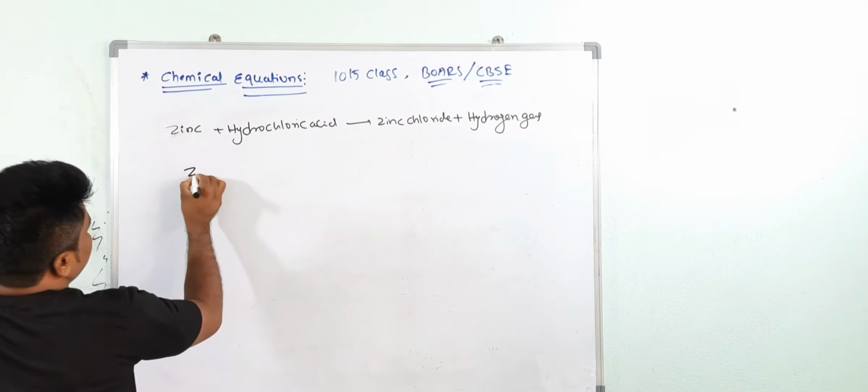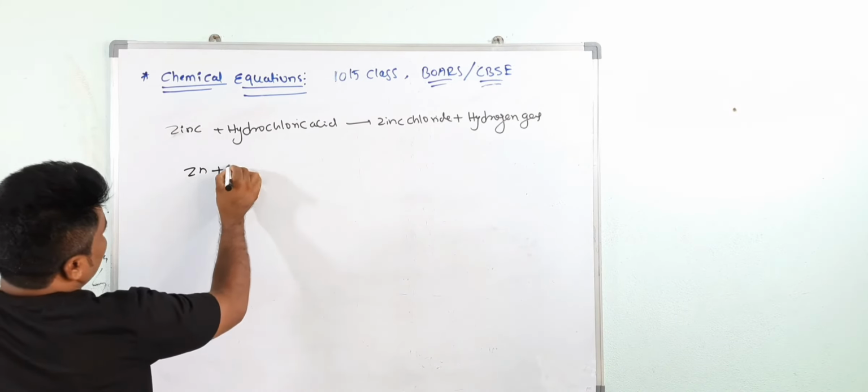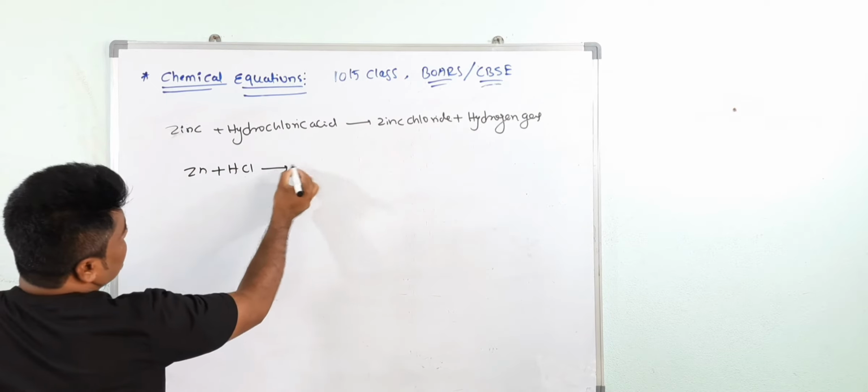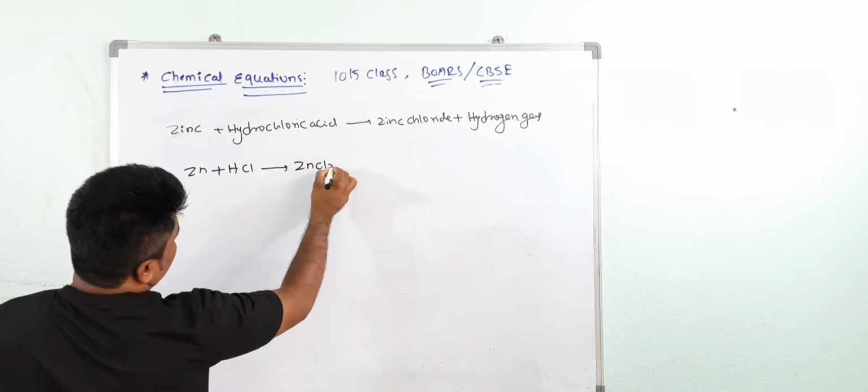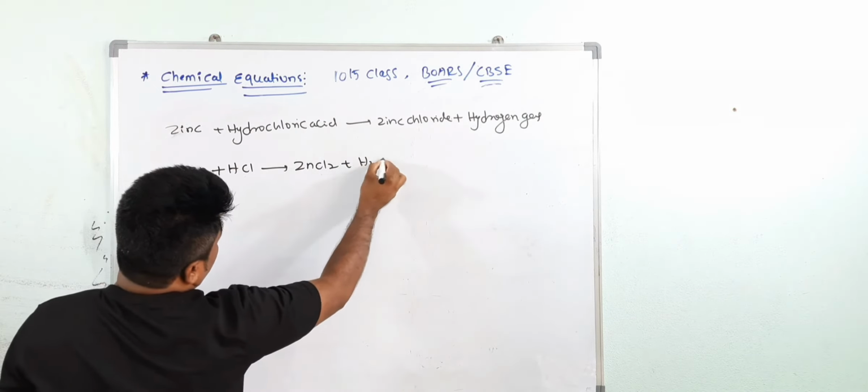Zinc means Zn. Hydrochloric acid means HCl. Zinc chloride means ZnCl2. And hydrogen gas means H2 gas. It is very simple to write this equation. So that's why, to express the chemical change, the chemical reaction, we use chemical equations. It is very convenient to study chemistry.